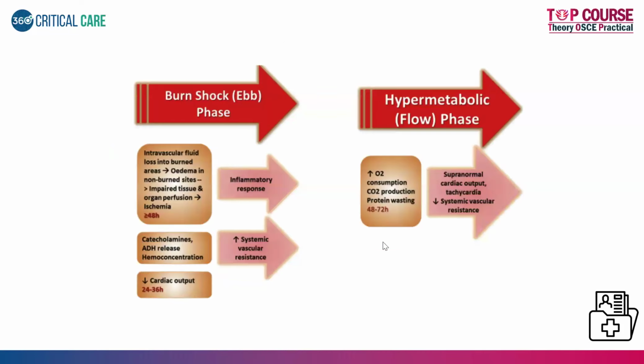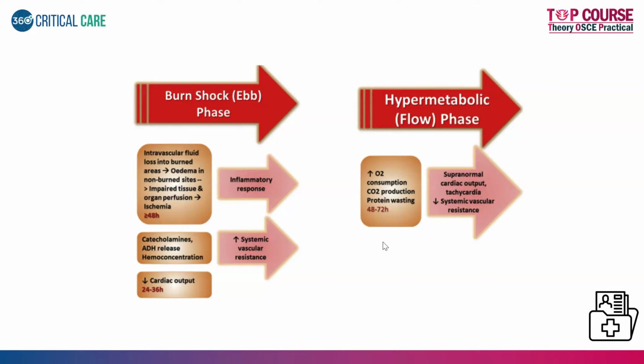Usually, a case of burn can be divided into two phases, that is the ebb phase and the flow phase. The ebb phase usually represents the burn shock phase. That is the earliest phase of a burn injury, and it is characterized by an inflammatory response causing increased systemic vascular resistance. There will be increased loss of intravascular volume because of the burn injury. It causes edema in the surrounding non-burn tissue sites, which leads to impaired tissue perfusion, and it can be present up to or more than 48 hours.